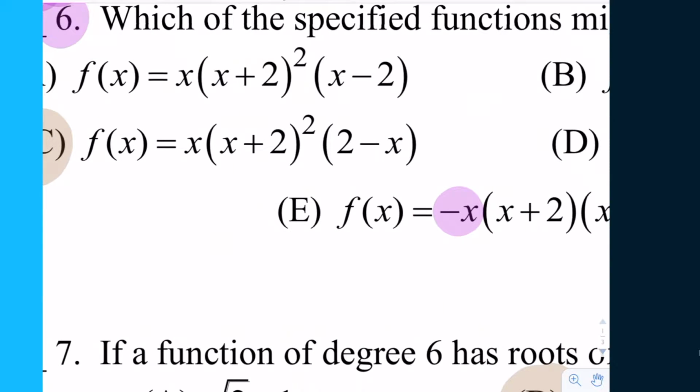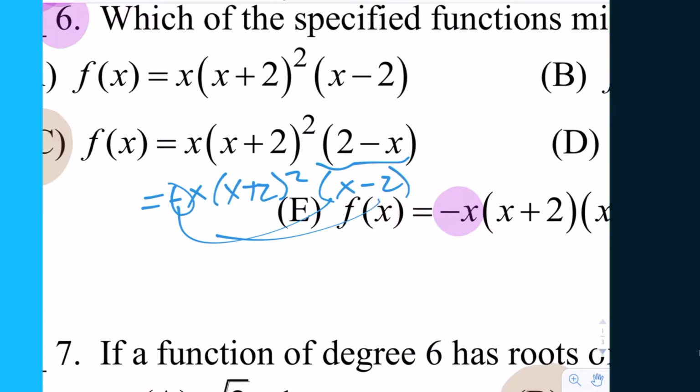Well, yeah, right here, if you pull out a negative from here, you can put it at the front. And you can call it negative x plus 2 squared, and then that becomes x minus 2. And that's exactly what we wrote. So in other words, you can take the one we wrote and take the negative and just distribute it inside there. So it's kind of disguised.